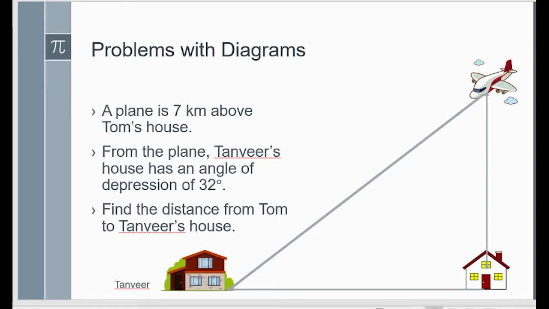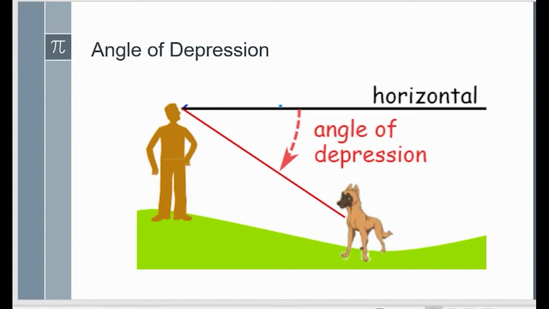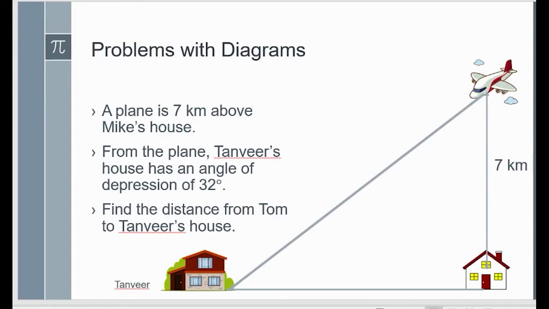Now, a quick review. The angle of depression is from the horizontal line going downwards to the hypotenuse. Go back to our picture. Up at the top, at the airplane, we have an angle going down, but there's no horizontal line. We do have a horizontal line down at Tanvir's house between the horizontal line and the hypotenuse. Where do we put the angle?